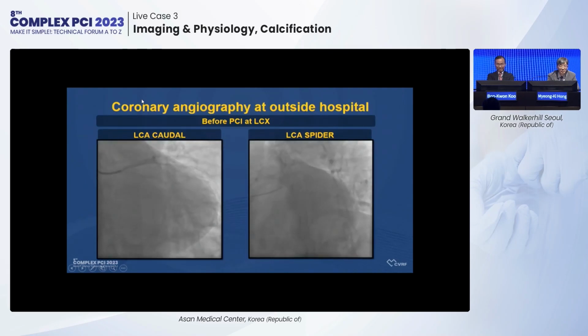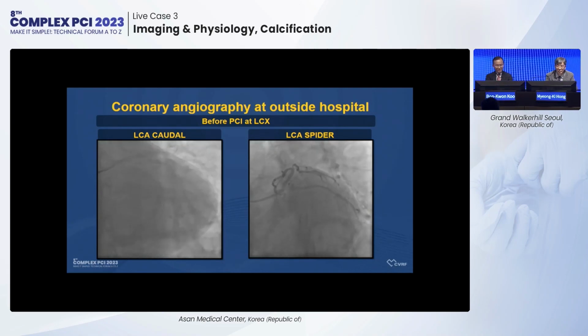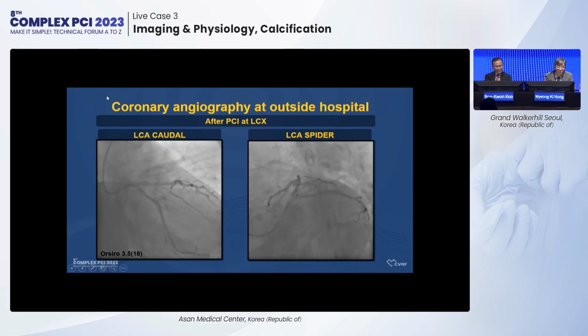This is the coronary angiography at the outside hospital before PCI at the left circumflex. In the LCA caudal view, there is a significant stenosis at the left circumflex ostium, and moderate stenosis at the distal circumflex. In the spider view, we can see the significant stenosis at the ostium of the left circumflex. So he underwent PCI at the left circumflex. He had DEB with kissing balloon at the ostium of the left circumflex and stenting with a 3.5 stent at the distal left circumflex. The spider view showed residual stenosis after the stenting and DEB at the ostium of the left circumflex.